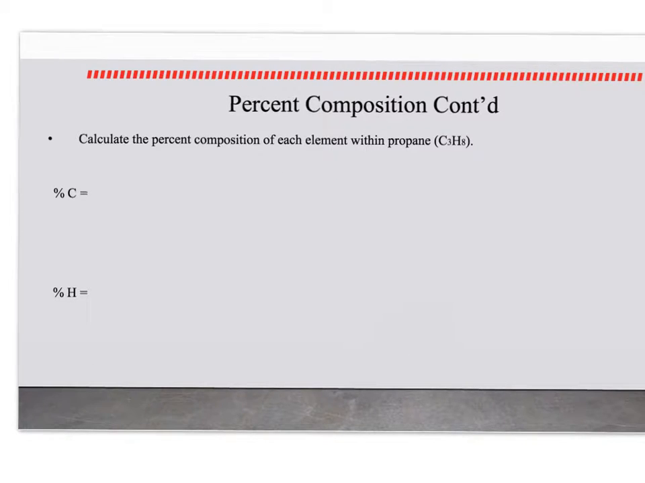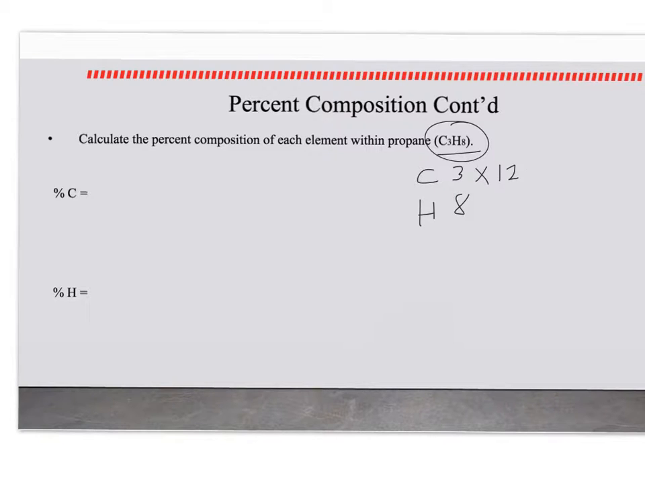Calculate the percent composition of each element within propane. So this is an example of calculating percent composition. Propane is C3H8, that's also known as tricarbon octahydride. So we need to make sure we have the chemical formula, which we already do. So the first step, we need to calculate the total mass, or the molar mass, of the compound. So we list out our elements. I have 3 carbons and 8 hydrogens.